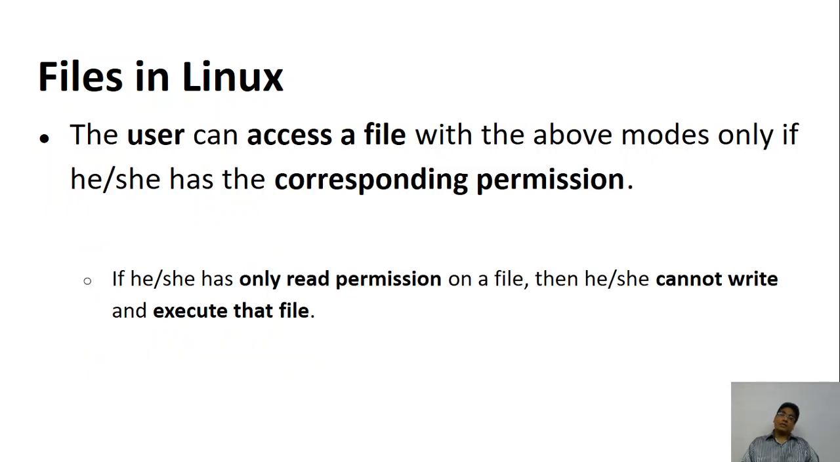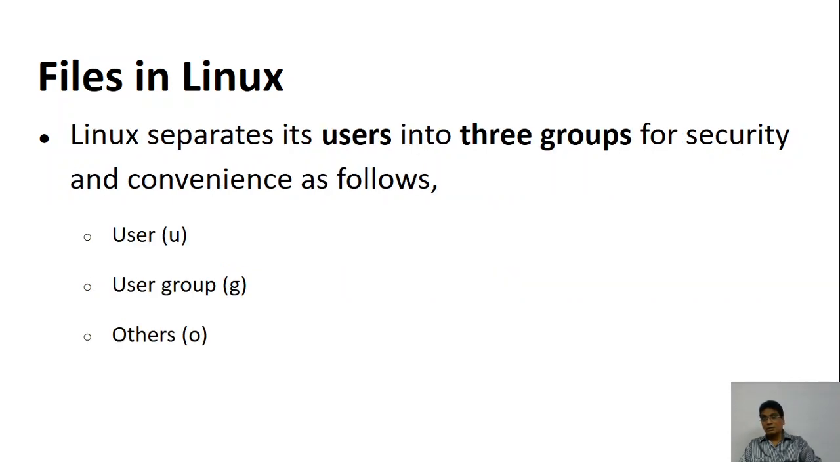So a user can access the file only if the user is given the corresponding permission. Like if the user is given the read permission, they can only read the content of the file; they can't make modifications, nor can they execute that particular file. Now, to distinguish between the users, Linux has three different groups. This is for security purposes.